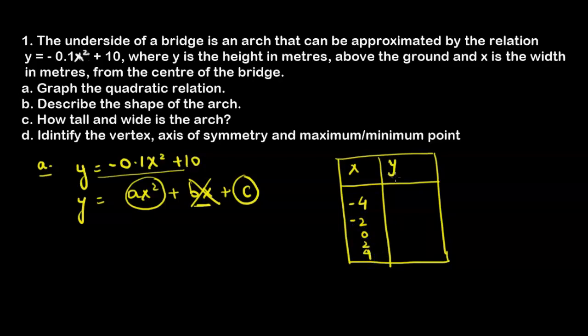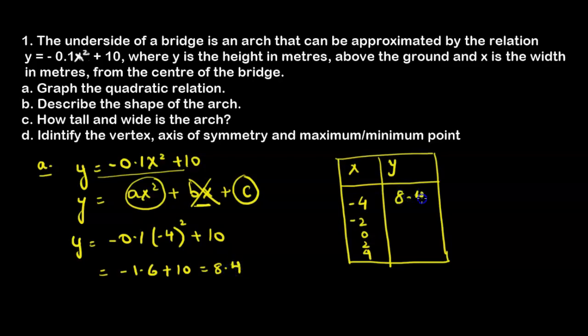To find the y value, we just have to sub in these x values into the equation. So if we want to solve for y when x is negative 4, we sub in negative 4 in place of x. We get negative 0.1 times 16, which is negative 1.6, plus 10, which is equal to 8.4. We would put that value here. Similarly, we can solve for y when x is negative 2 and we get negative 0.4 plus 10, which is equal to 9.6.